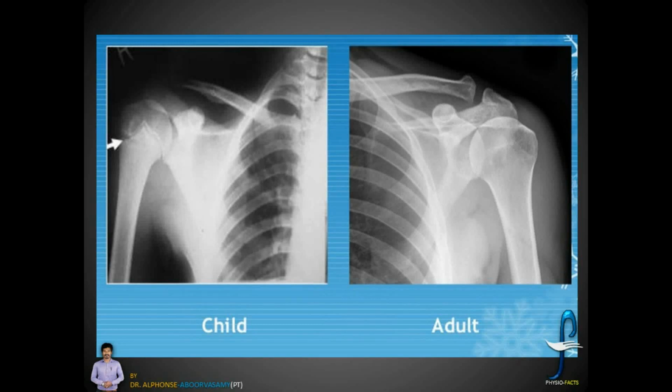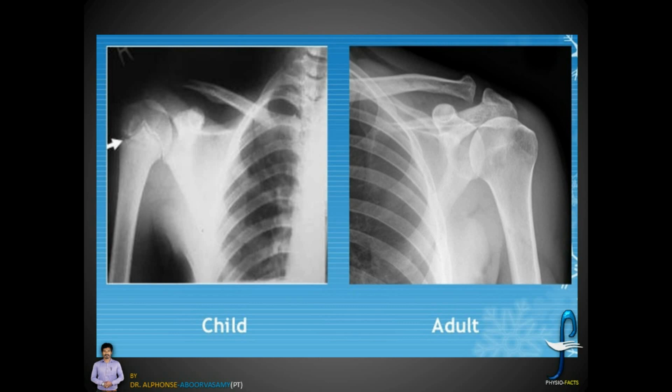Let us see a small example of an X-ray, an AP X-ray of the shoulder of a child and an adult. I am trying to show the epiphyseal end plate, growth plate, which is seen as a mark in the X-ray. That shows the ossification process is not yet completed in a child.